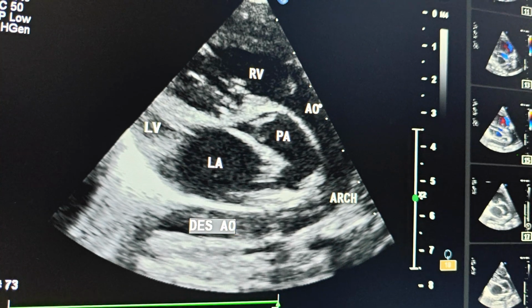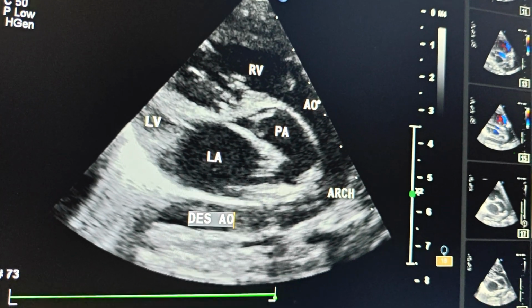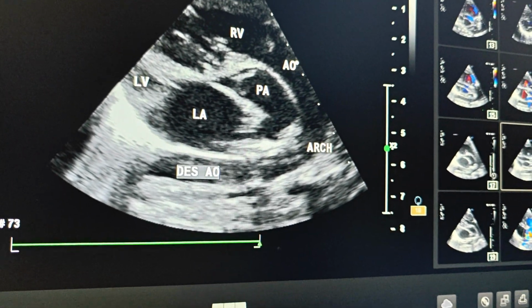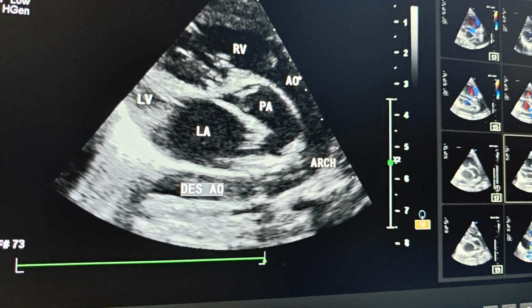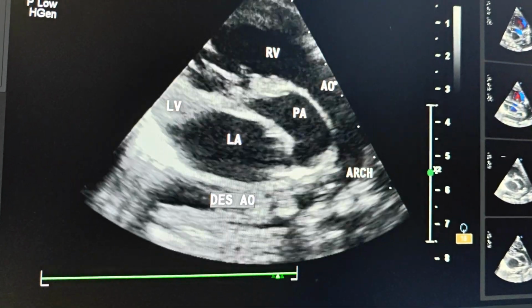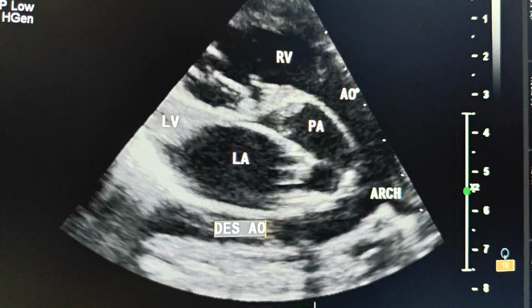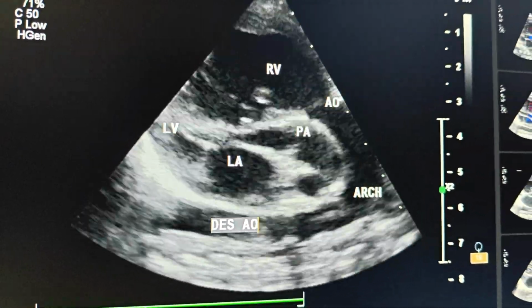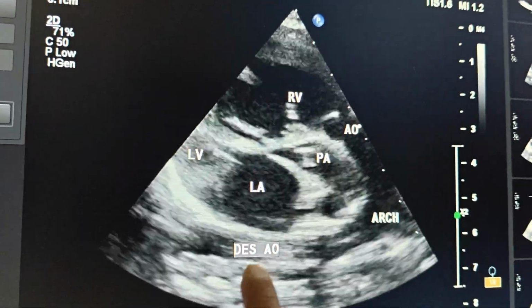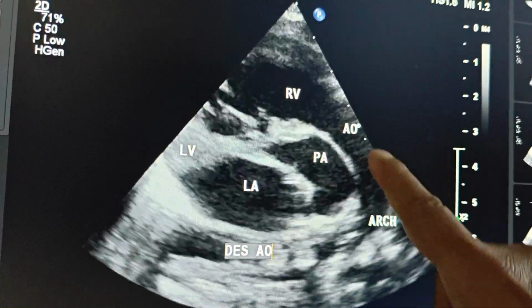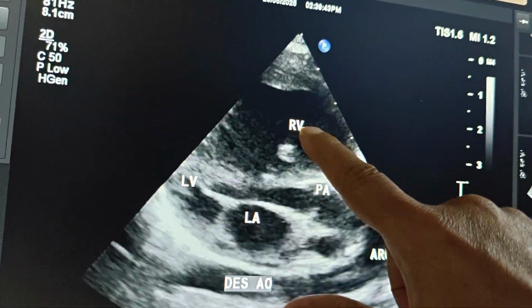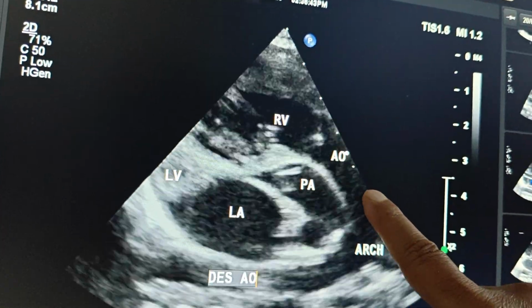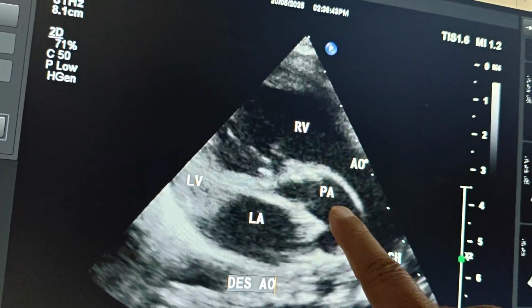So the whole aorta is in the same view. That's the interesting part. Let us make it a moving image. See the moving image. Now you clearly see this is the descending aorta, this is the arch, this is the aortic root, and this is the ascending aorta. So this is the right ventricle. From the right ventricle comes the aorta, and from the left ventricle the pulmonary artery.